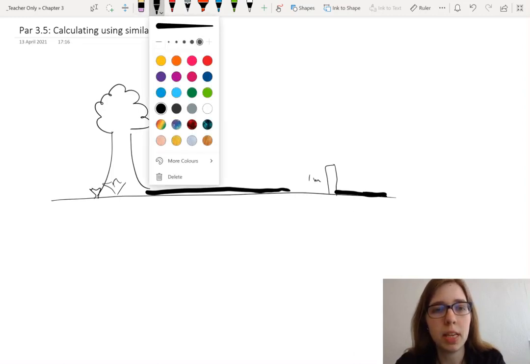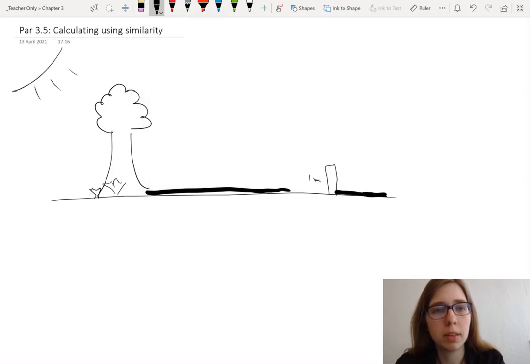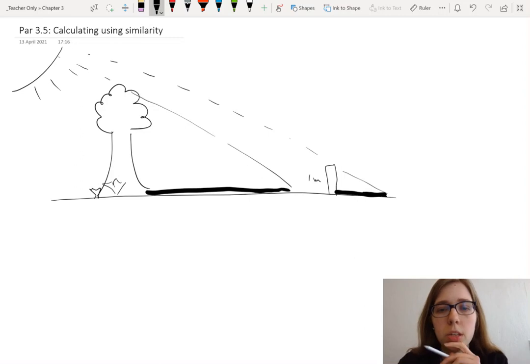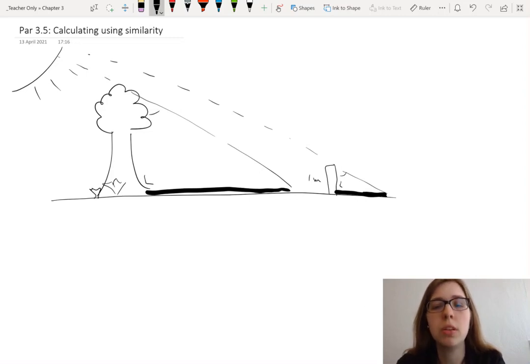And these, together with the sun here, give us triangles. Now, because the sun rays are practically parallel, we can prove with F angles and such that these are equal. We know that this is the right angle. So we can prove that these triangles are, in fact, similar. So we can use the rules for similar triangles.